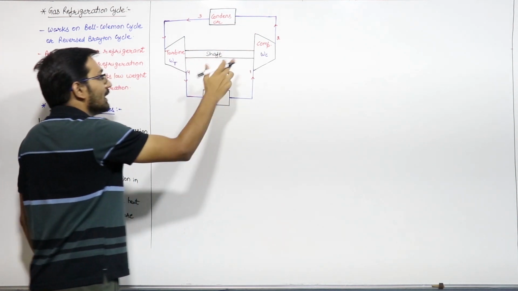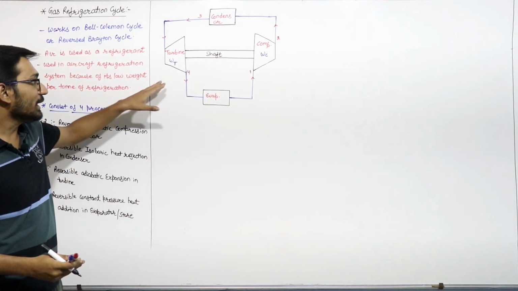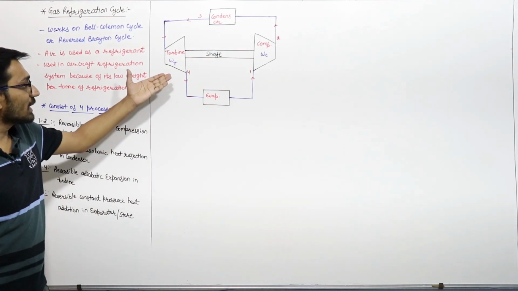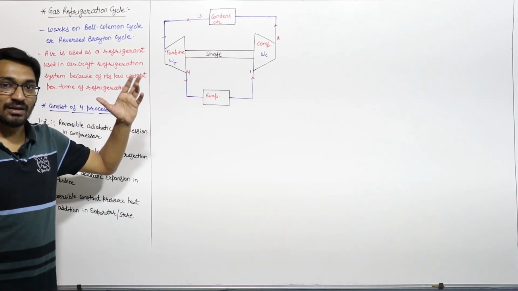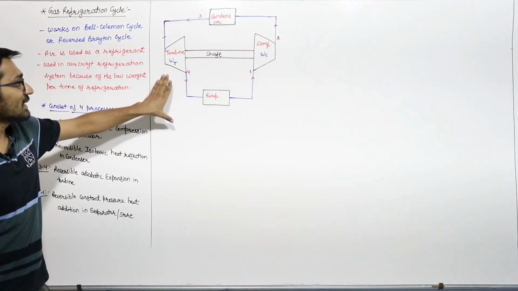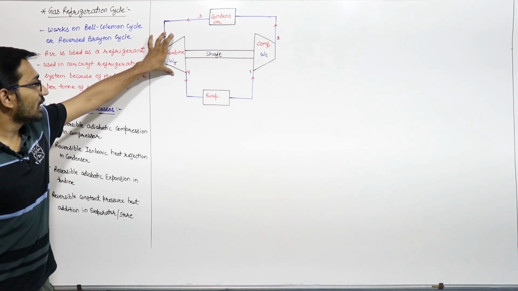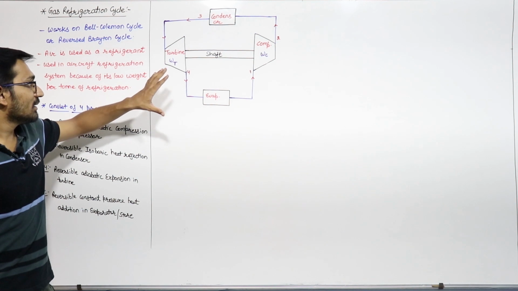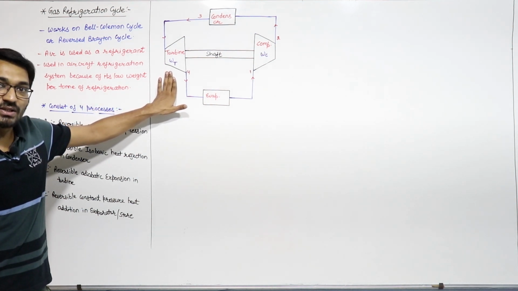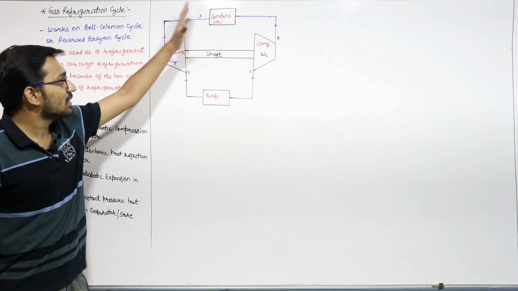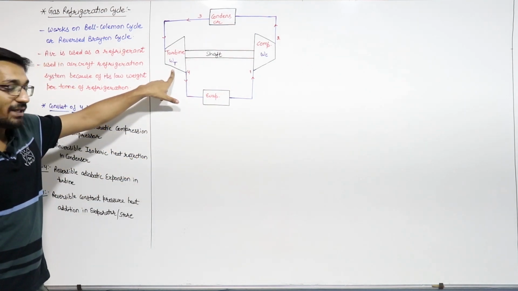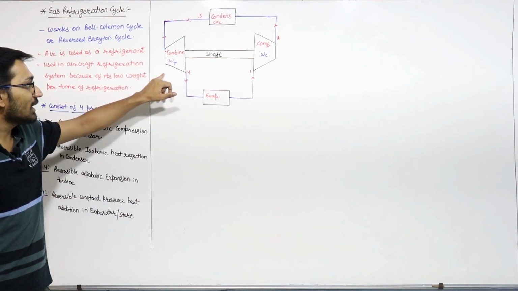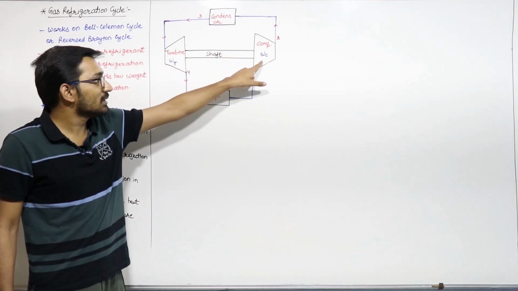If you do not couple it, then you need to install a motor to run this turbine. If you do not couple this, what we can say is that this turbine work which this system is giving to us, let us say this is the system, this turbine work which is given by this system, we can use this turbine work to run this compressor.